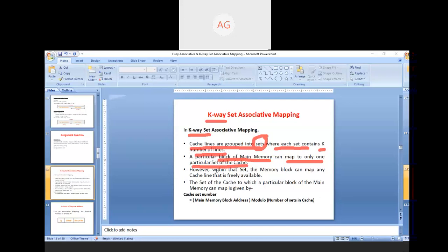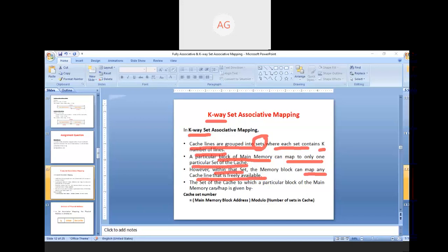However, within that set, the memory block can map to any cache line that is freely available. So you need to just map the block of the main memory to a particular set of the cache memory, but you can choose any freely available block within that set. Just remember that you need to choose any of the freely available blocks within that set.